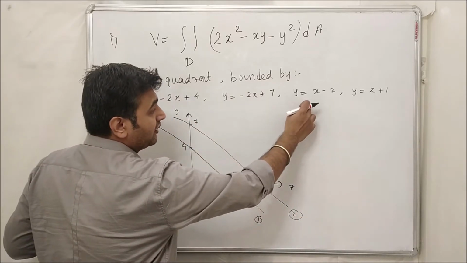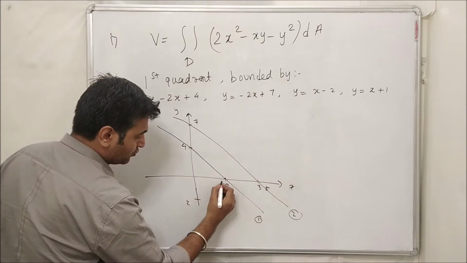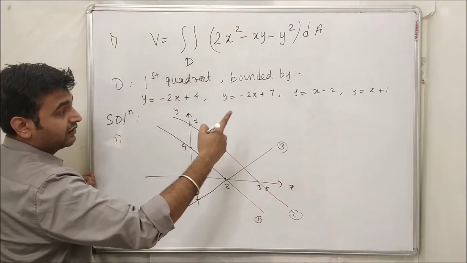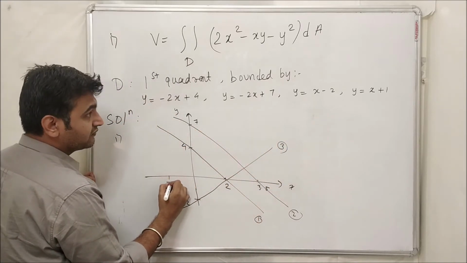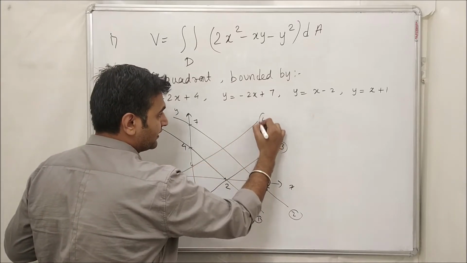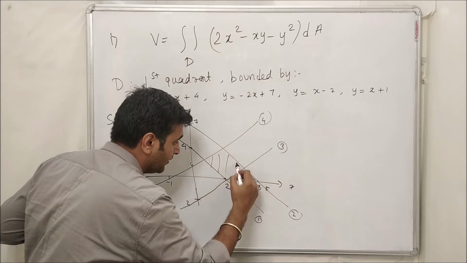Go for the second pair. When x is 0, y is minus 2, and here it is 2. So this is the third line. And when y is 0, x is minus 1, and when x is 0, y is 1. So this is the fourth line. Again, these two lines are parallel. So this is the region.